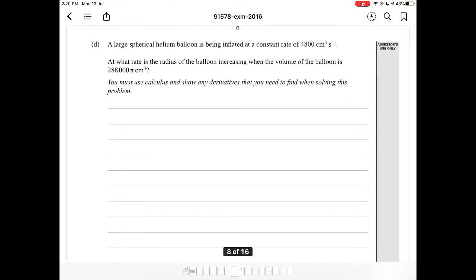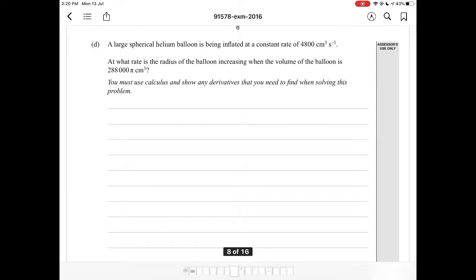A large spherical helium balloon is being inflated at a constant rate of 4,800 centimeters cubed per second. At what rate is the radius of the balloon increasing when the volume of the balloon is 288,000 pi centimeters cubed? Alright, so first things first, automatically you can see this is a rate of change question.